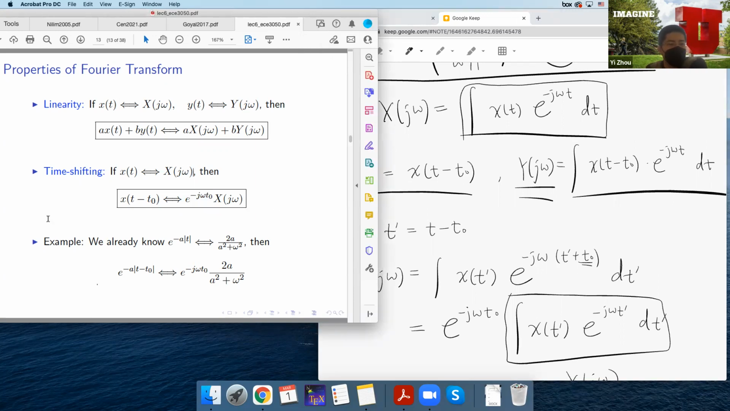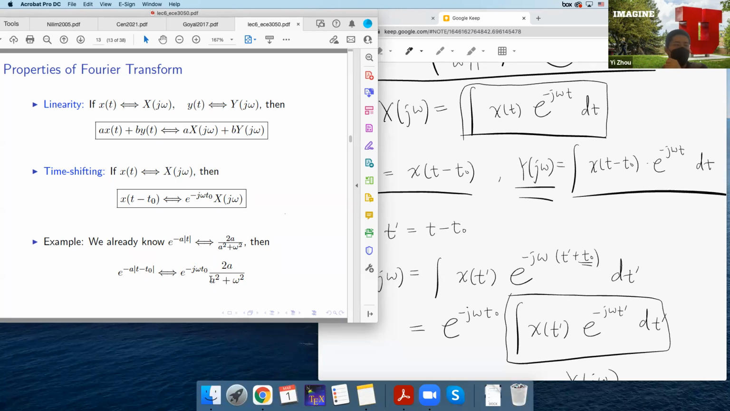And this is an application example. From that table, we know that this two-sided exponential has this spectrum. So if we want to derive the spectrum of this shifted two-sided exponential, we don't have to go over the definition again. Just apply this time shifting property. After this time shift, the spectrum is given by the original spectrum multiplied by the phase shift factor. And that's it.